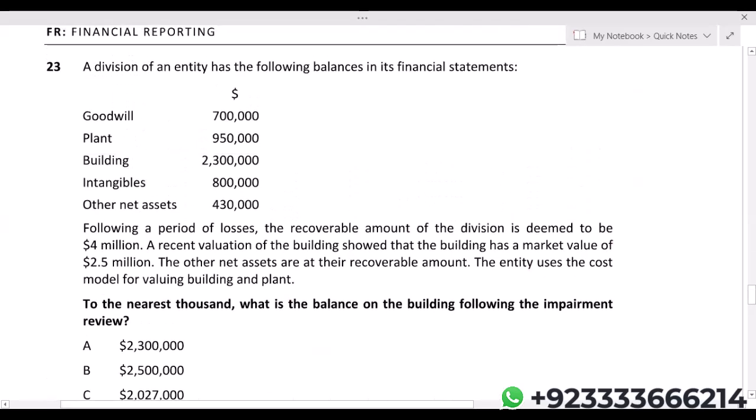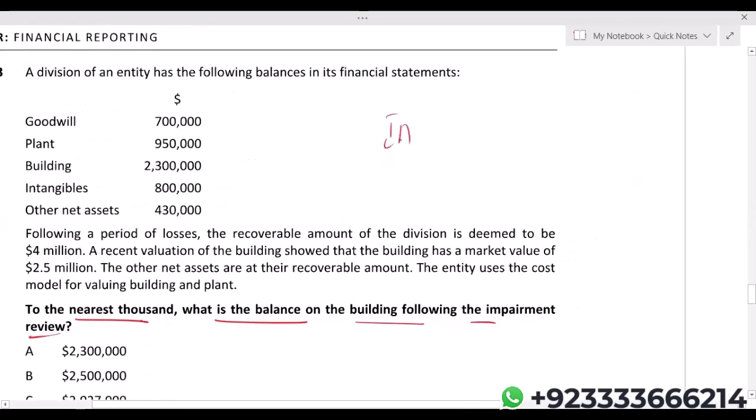Okay, let's come here. To the nearest 1,000, what is the balance on the building following an impairment review? Now let me just go to IAS 36, impairment of assets. The objective of IAS 36 is that the carrying amount of an asset should not exceed the recoverable amount.